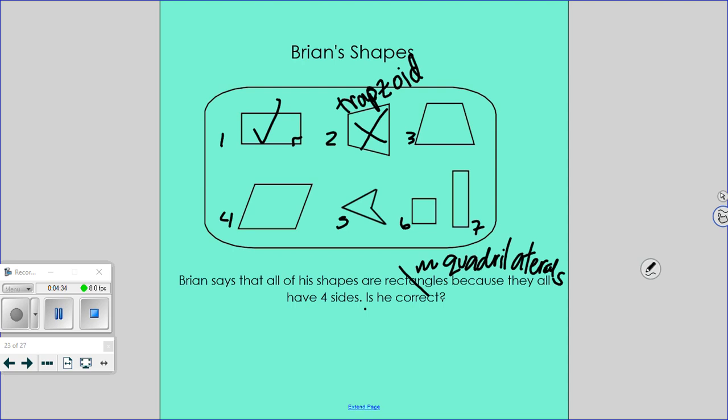Look in your notes. Don't just be sitting there looking at me. You need to be looking in your notes if you don't know. Barrett, what shape is number 3? It's a trapezoid. Not a rectangle. What about shape number 4?